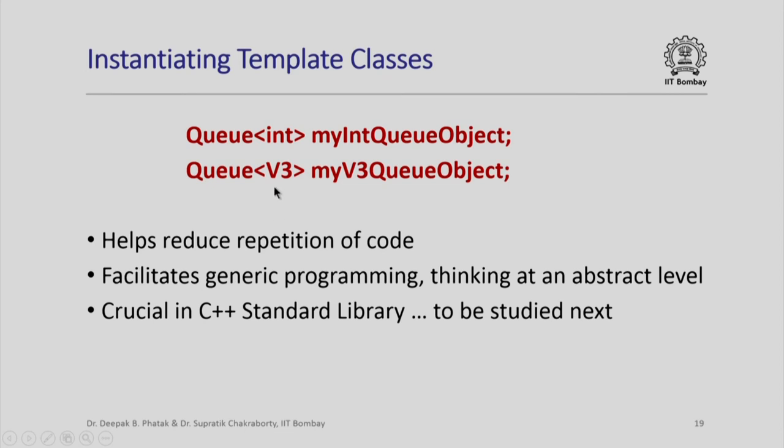So you see that by using template classes, I can help reduce repetition of code. This indeed facilitates generic programming. It allows us to think at a more abstract level. I can think about Q of a generic data type rather than Q of an integer or Q of class v3. And as we will see next, when we study the C++ standard library, using templates is crucial when we use the C++ standard library.